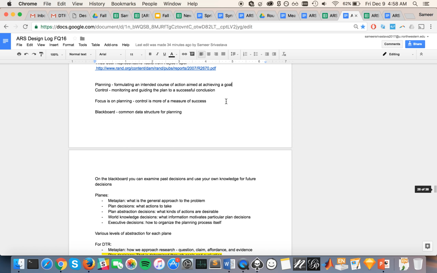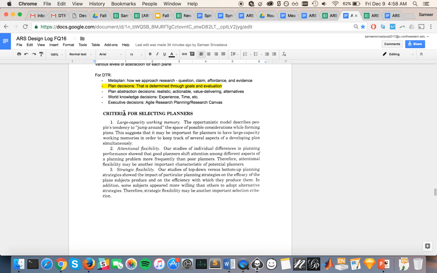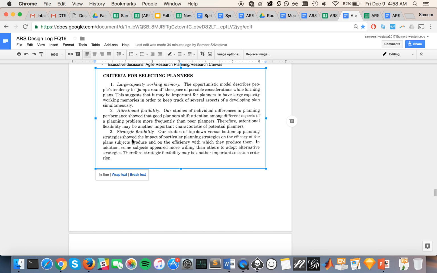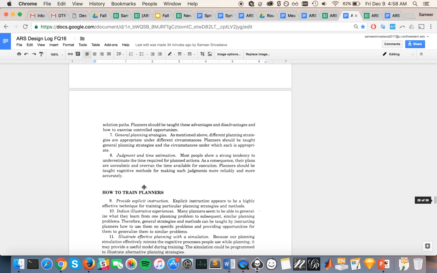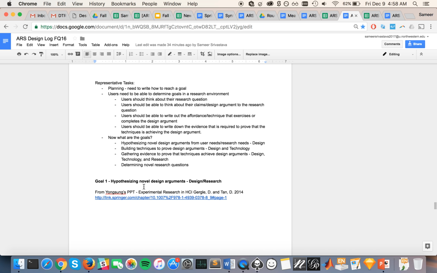So I kind of just went through, there's a lot of planning stuff, but I screenshotted a lot of things just to get a better idea. So I screenshotted a lot of that paper, and then wrote down some representative tasks, and then just the idea of goals. So what are your goals for research? And I wrote down four goals.